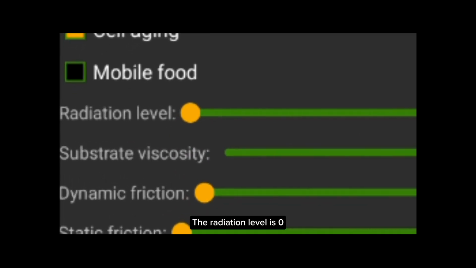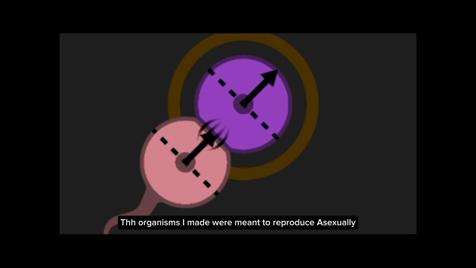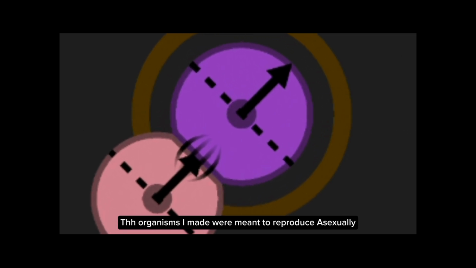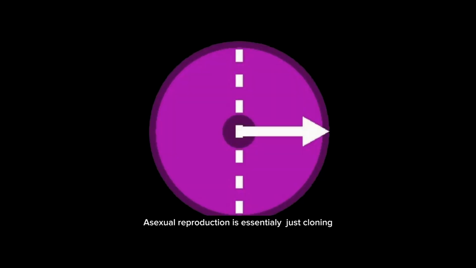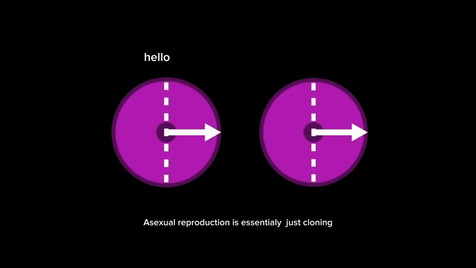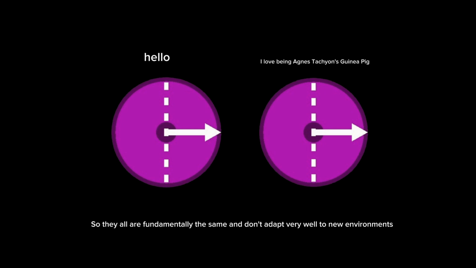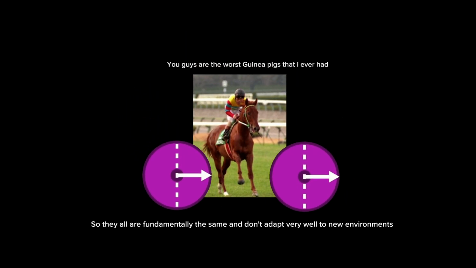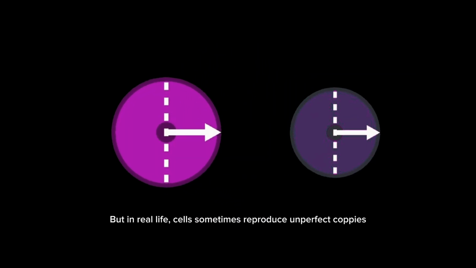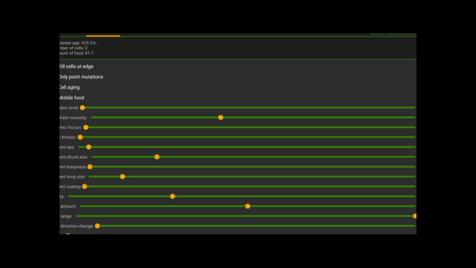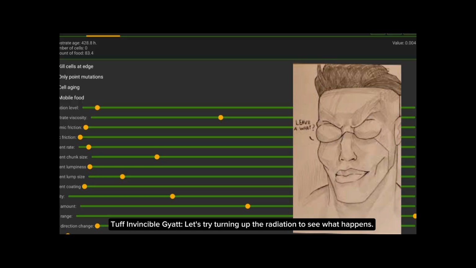The radiation level is set to 0. The organisms I designed were designed to reproduce asexually. In the real world, organisms that reproduce asexually are essentially just cloning themselves, causing not that much genetic diversity, so they can't adapt to their environment that fast. In real life, life forms do not reproduce perfect copies of themselves, otherwise evolution wouldn't be a thing. Let's try turning up the radiation level and see what happens.